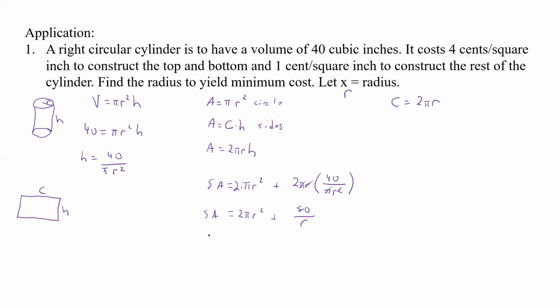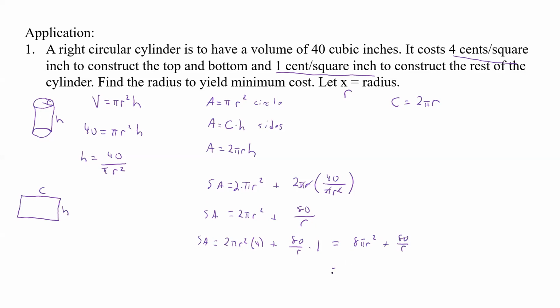Now, if we have the cost built in there, remember we have a cost, 1 cent per square inch for the cylinder part and 4 cents per square inch for the tops and bottoms. So that means surface area with the cost included is going to be 2 pi r squared times 4 cents per square inch plus 80 over r times 1. Okay, so that gives us 8 pi r squared plus 80 over r.